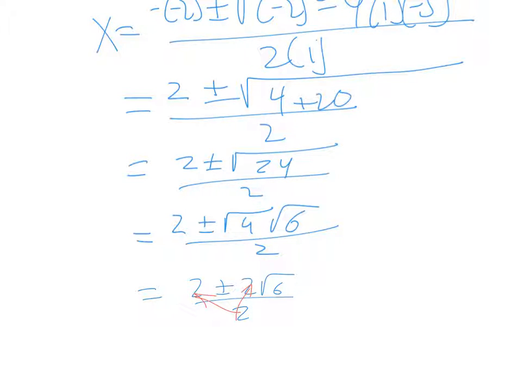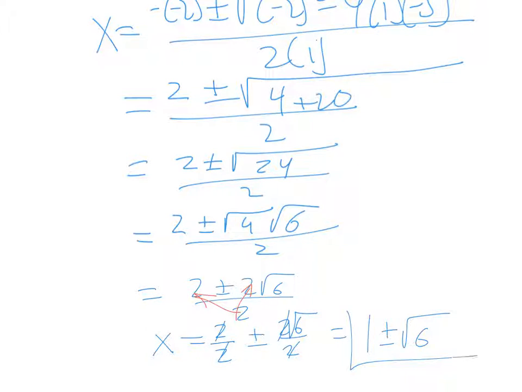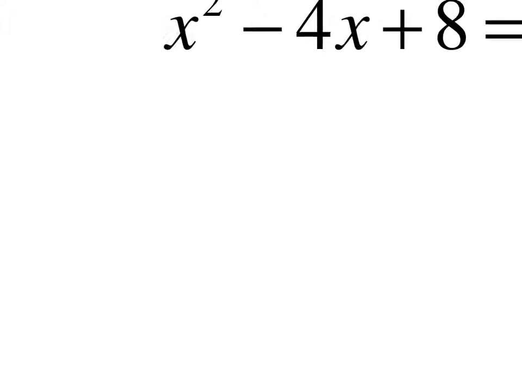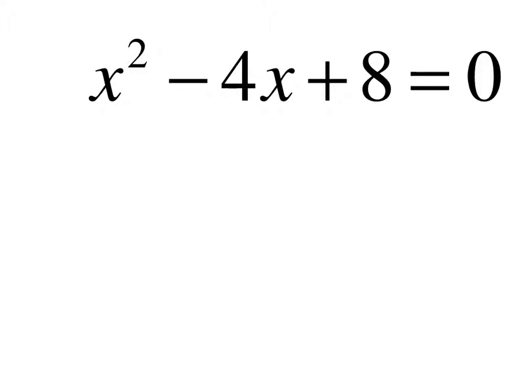And a good way to remember to do that is to go ahead and break it up as 2 over 2. Put the denominator underneath both of them, both terms there. And these 2's cancel, leaving a 1 behind there. Those cancel, leaving 1 square root of 6. And there's our answer. Two answers. 1 plus the square root of 6, 1 minus the square root of 6. Okay. Moving on to the next one.